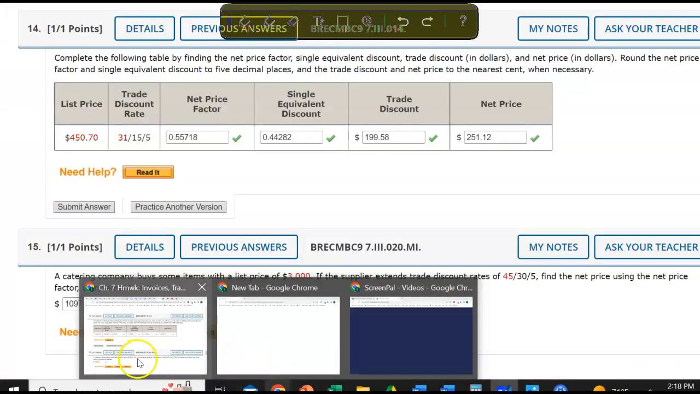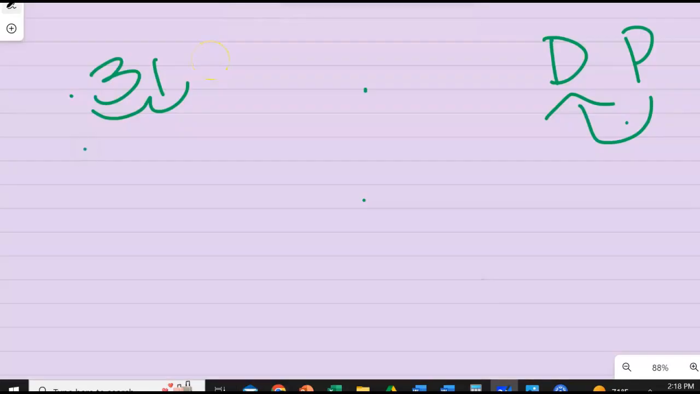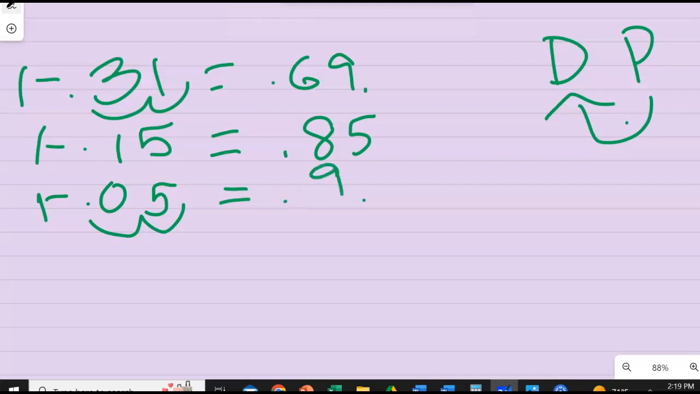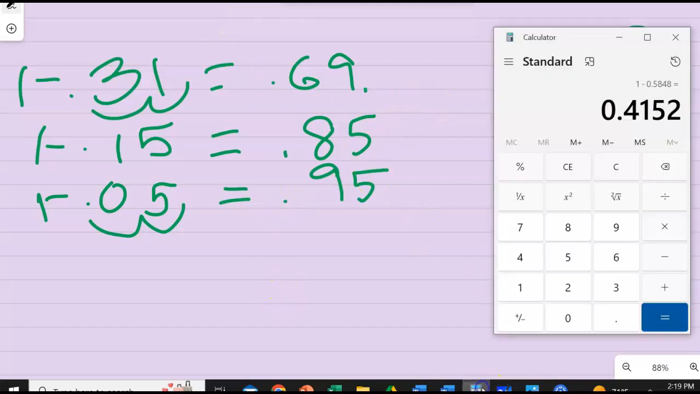And then 0.15, and then 5% would be 0.05. So to get the net price factor, you are going to subtract these from 1. So that would be 0.69. This would be 0.85, and this would be 0.95, and we're going to multiply those three together to get the net price factor.